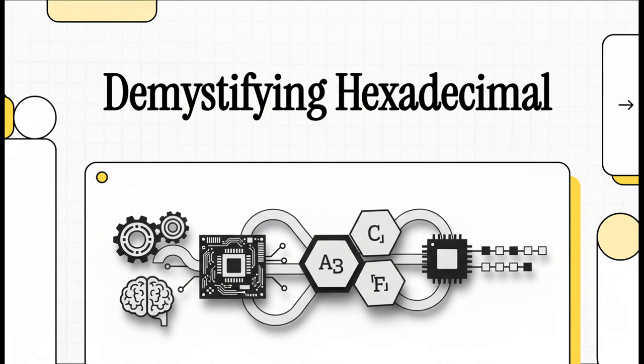Have you ever wondered how your computer actually sees the world? I mean, it's not in pictures or words, it's in a kind of secret code. Well, today, we're going to crack that code. We're talking about hexadecimal. It's the language that connects our human brains to the raw, binary heart of a computer, and we're going to demystify it once and for all.